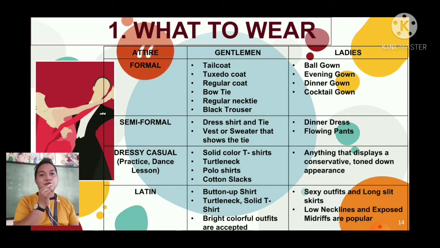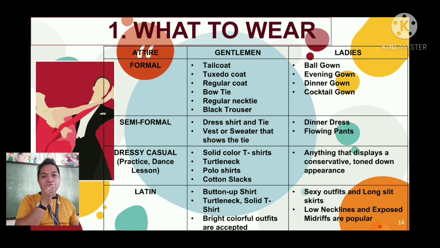What should we wear? We have three columns of attire, divided into gentlemen and ladies. For formal, for gentlemen, we have the tailcoat, tuxedo coat, regular coat, bow tie, regular necktie, and black trousers. For ladies, we have the ball gown, evening gown, dinner gown, and cocktail gown. For semi-formal, we have the dress shirt and tie, vest or sweater that shows the tie. For ladies, dinner dress and flowing pants.